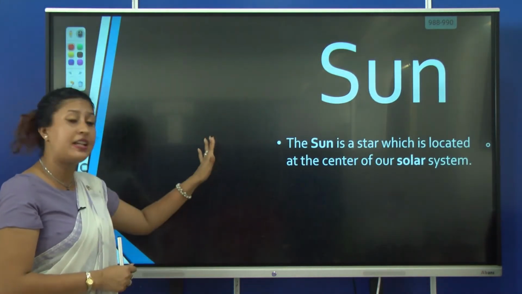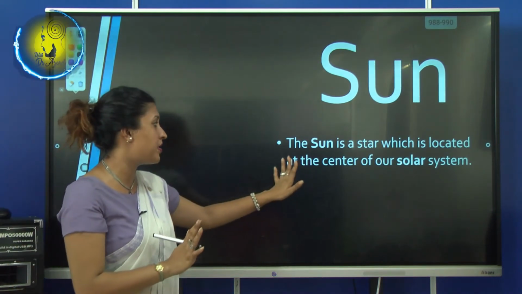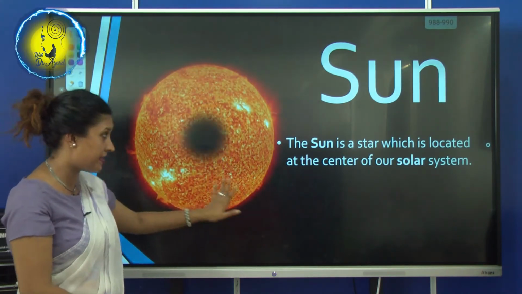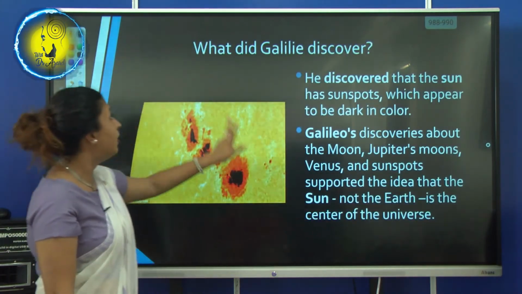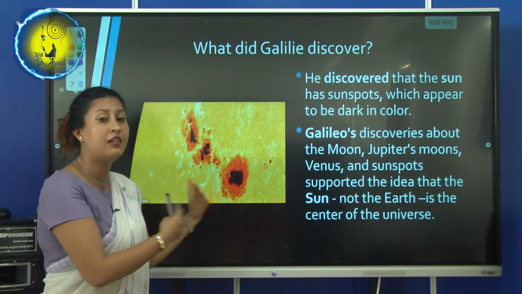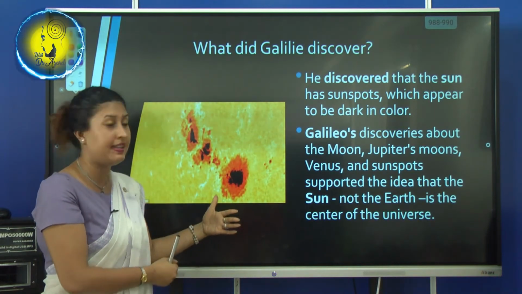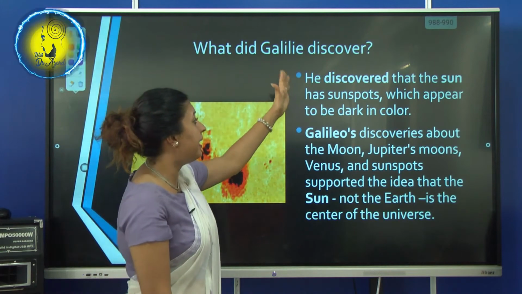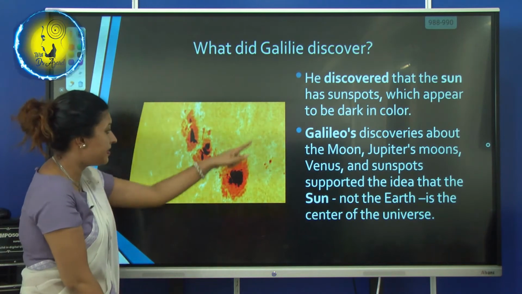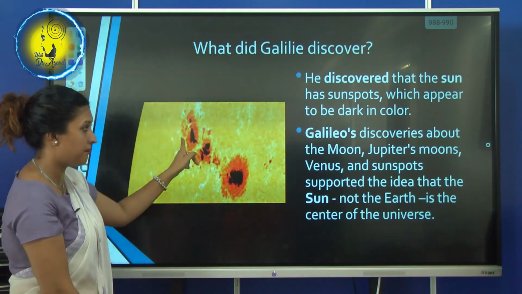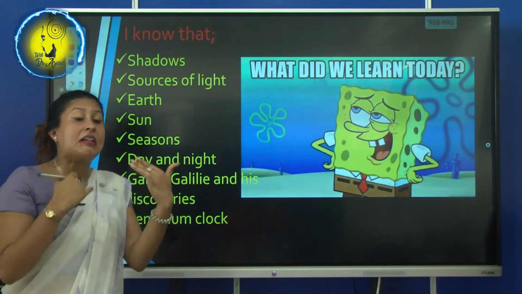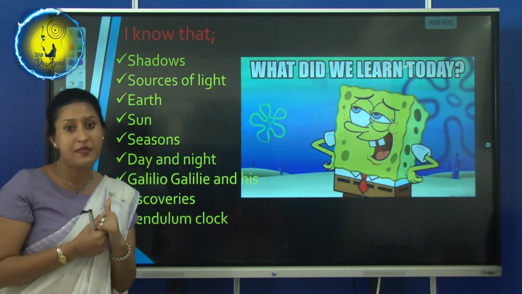Okay, so now let's talk about the sun. The sun is a star which is located in the center of the solar system. You already know that. So this is the sun, and what did Galileo discover about the sun? Now here we are again talking about Galileo Galilei. He discovered that the sun has sunspots. You can see these are the sunspots. This is the sun and these are the sunspots.